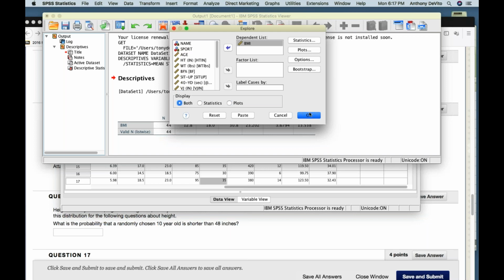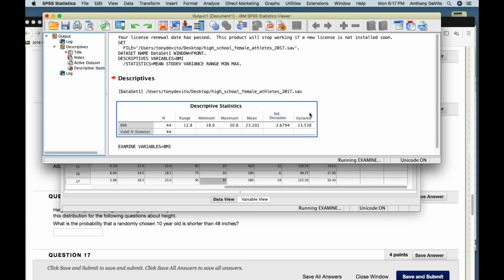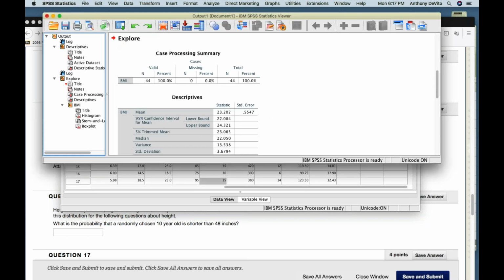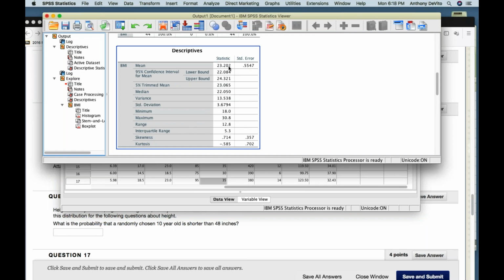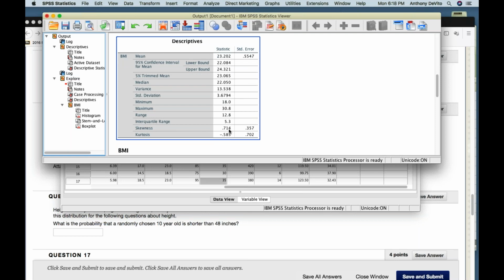If I want both, I click both. I'm going to click OK. Again, SPSS opens the output window and adds these new statistical calculations to it. So let's see what we got. So here is the mean that we saw before, the median, the variance, and look, it gives us the interquartile range. That's something that was one of the questions that we didn't have before.